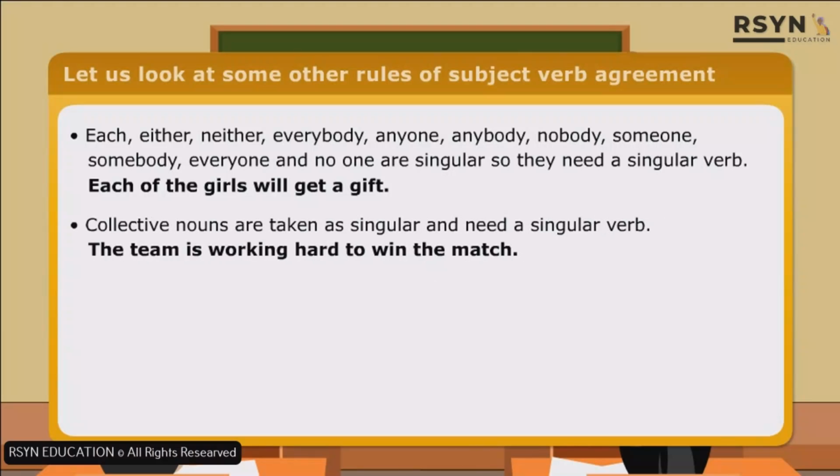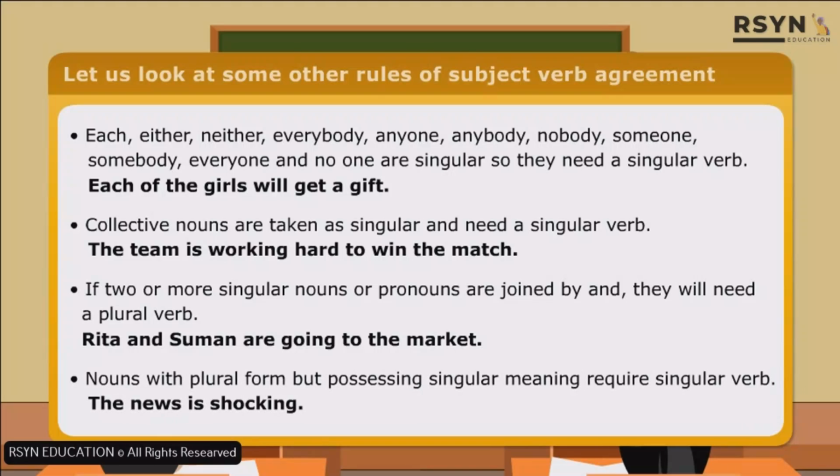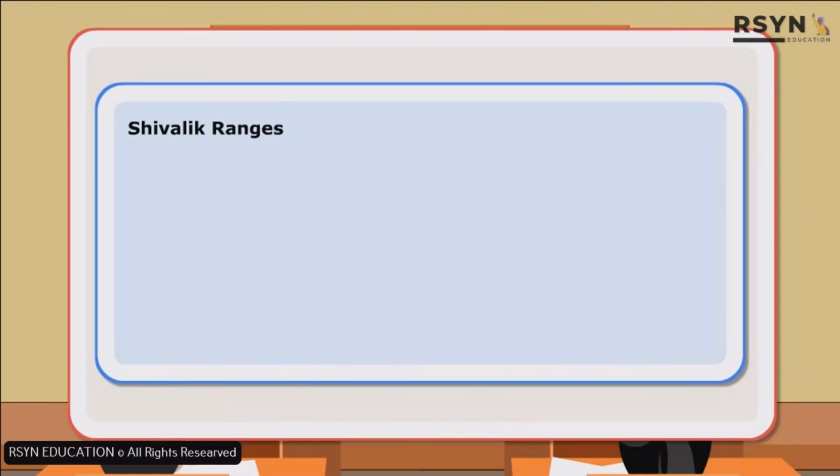Collective nouns are taken as singular and need a singular verb. The team is working hard to win the match. If two or more singular nouns or pronouns are joined by and, they will need a plural verb. Rita and Suman are going to the market. Nouns with plural form but possessing singular meaning require singular verb. The news is shocking.